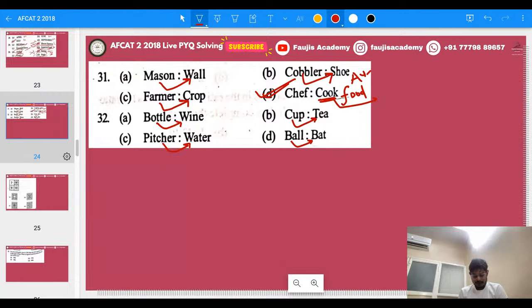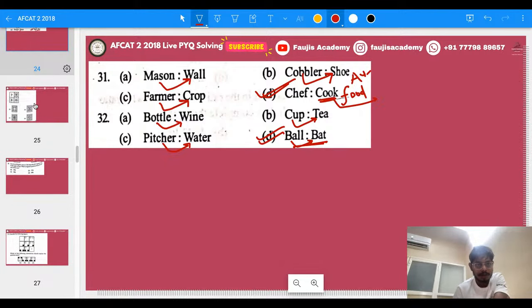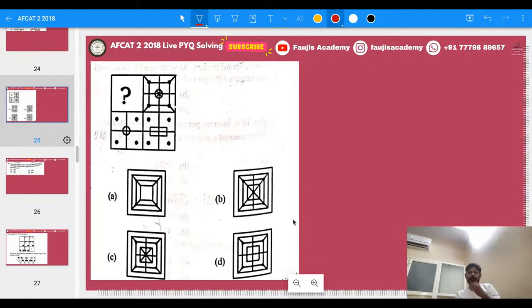Yes. That's absolutely correct. Answer is D. Answer to this particular question is D. Ball is to bat is the correct usage. Now this is a good one.